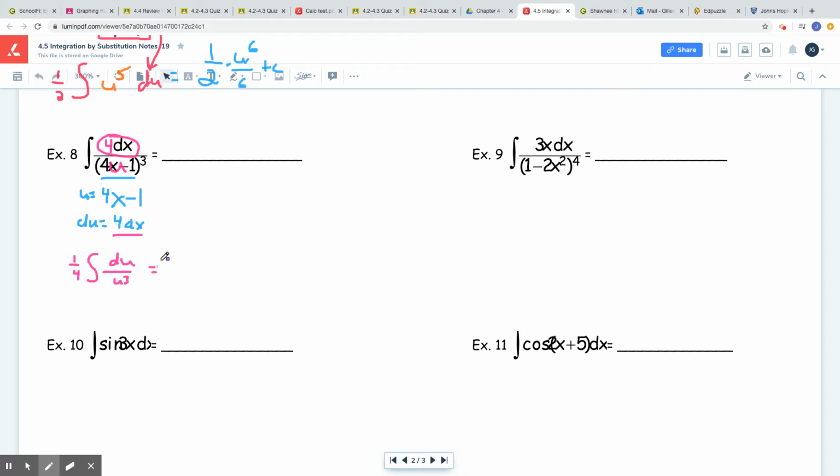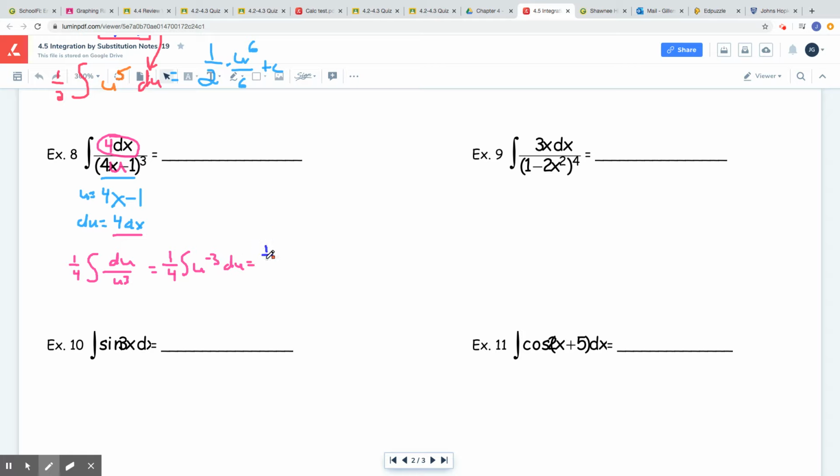Now, I don't want to integrate like that. What do I do if something's on the bottom? I change it to u to the negative third. All right, and that is what we're going to integrate. So what ends up happening, since this quantity is on the bottom, just like if we had 1 over x squared, we make it x to the negative second. We have 1 over u cubed, I make it u to the negative third.